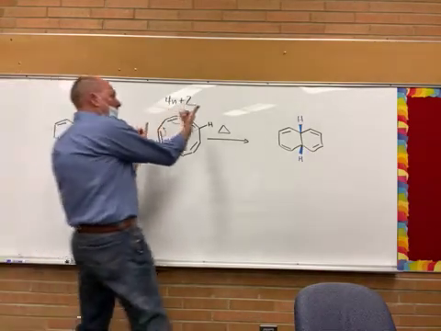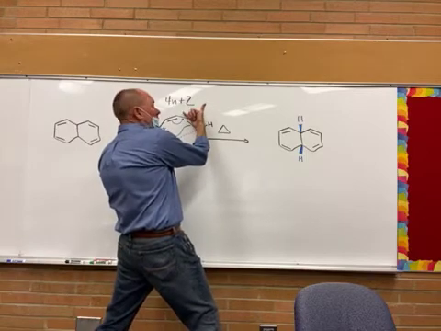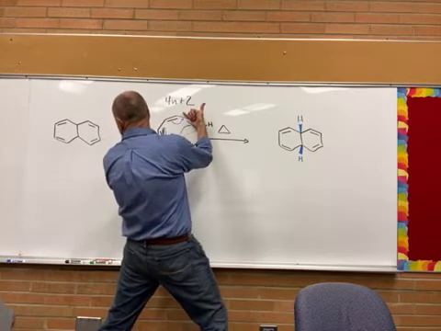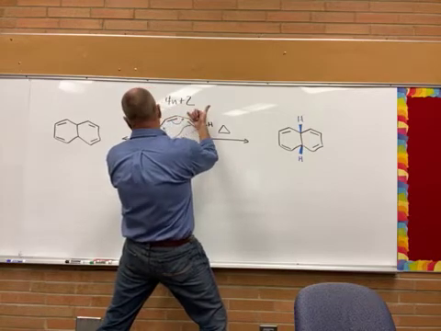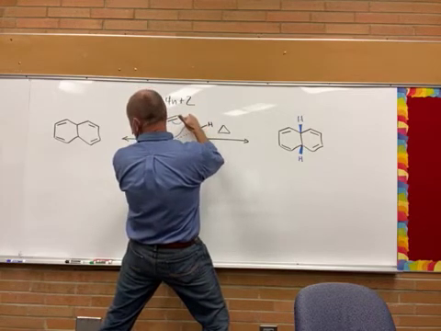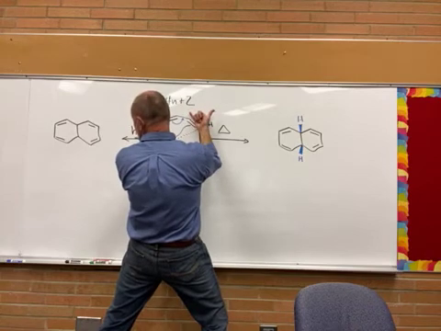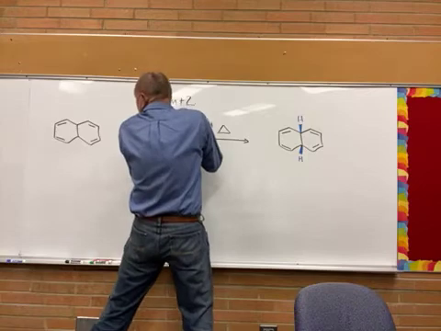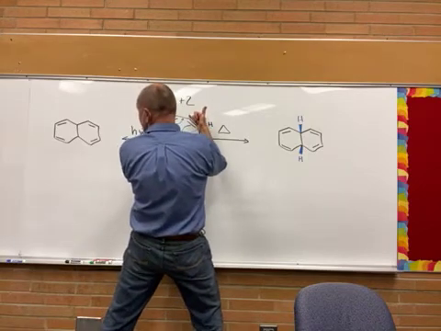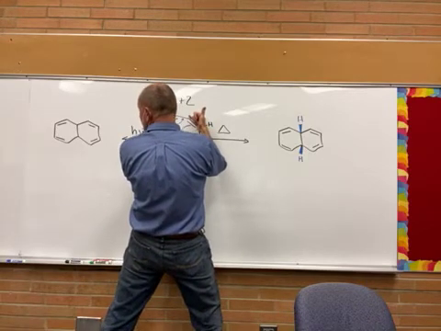Where'd that come from? Came from 4n+2. I look at my rule, 4n+2 thermal disrotatory. So those hydrogens are going to come up. They're in the plane of the whiteboard. They're going to go disrotatory that way or that way, either way, it gives you the same. They're either both up or both down. They're going to go cis to one another.